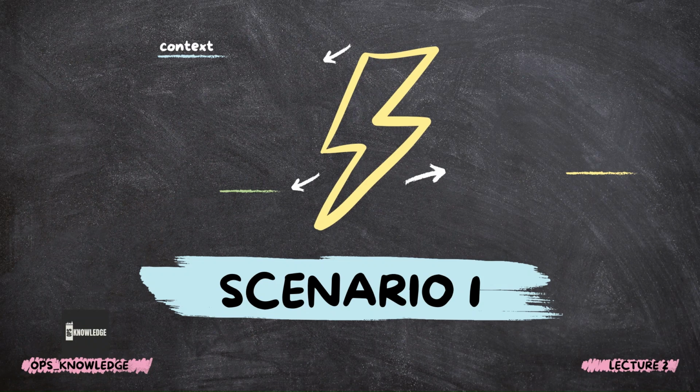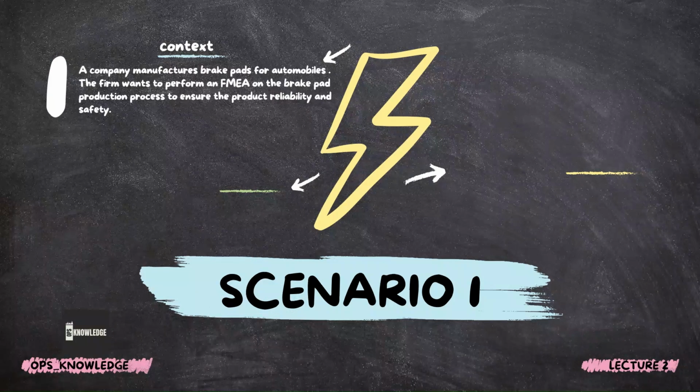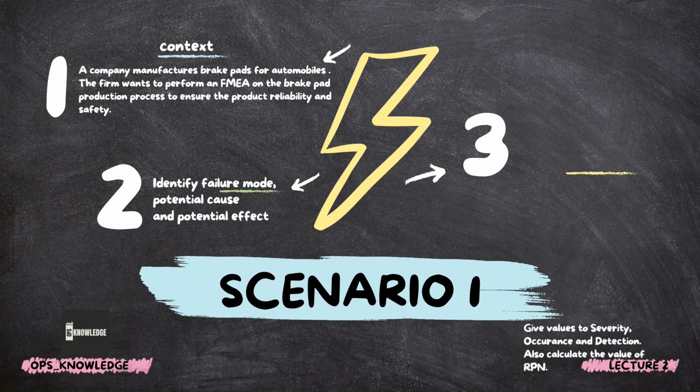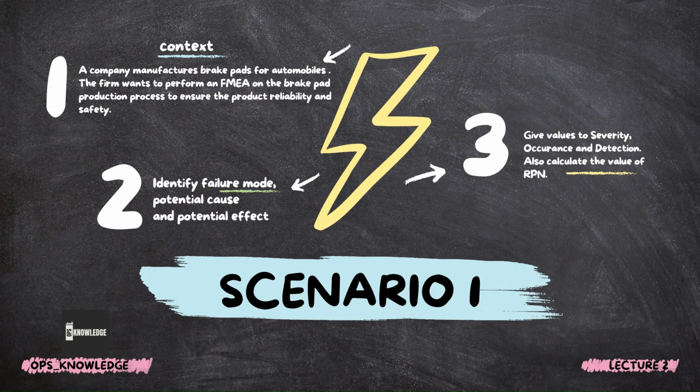So let's go to scenario 1 and understand the context. The context is a company that manufactures brake pads for automobiles. The firm wants to perform an FMEA on the brake pad production process to ensure product reliability and safety. The second step is to identify failure mode, potential cause, and potential effect. The third step is giving values to severity, occurrence, and detection, and also calculating the value of RPN.